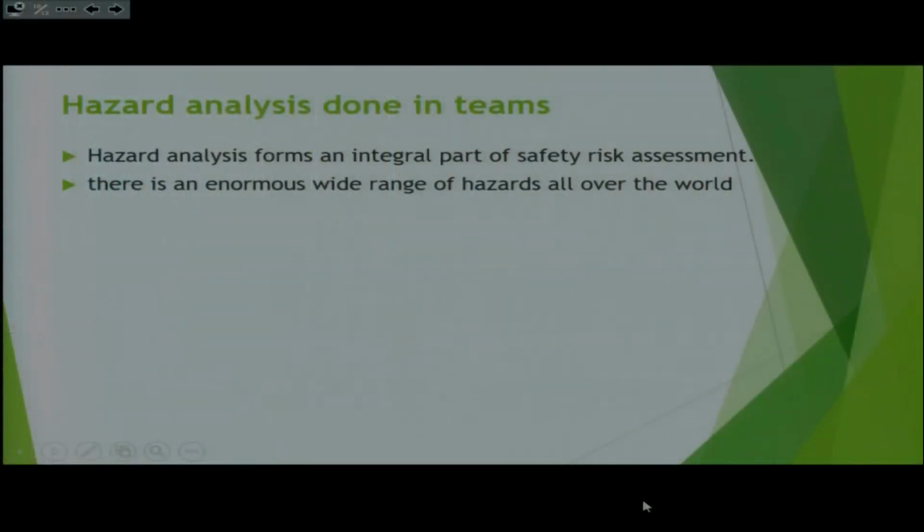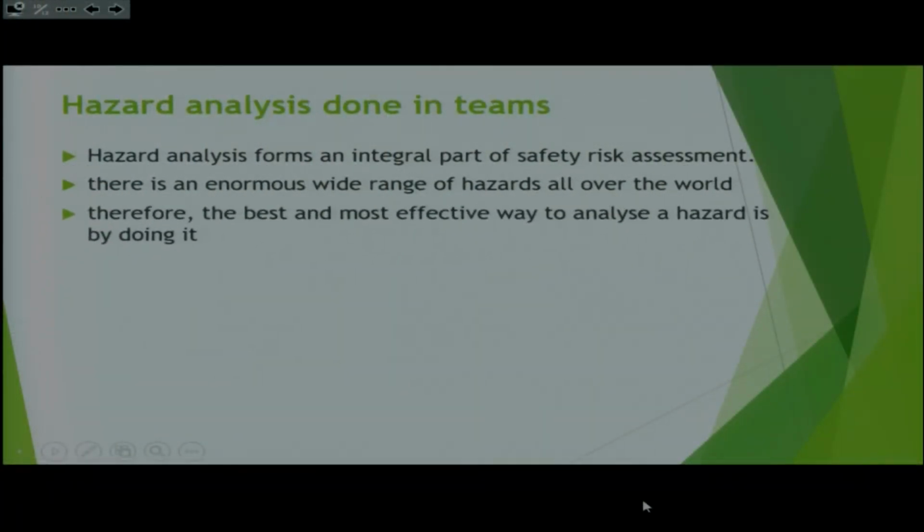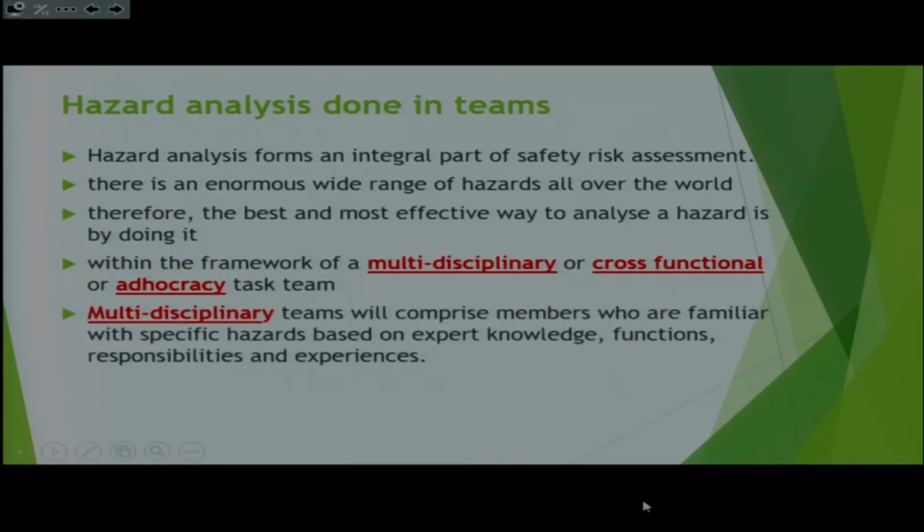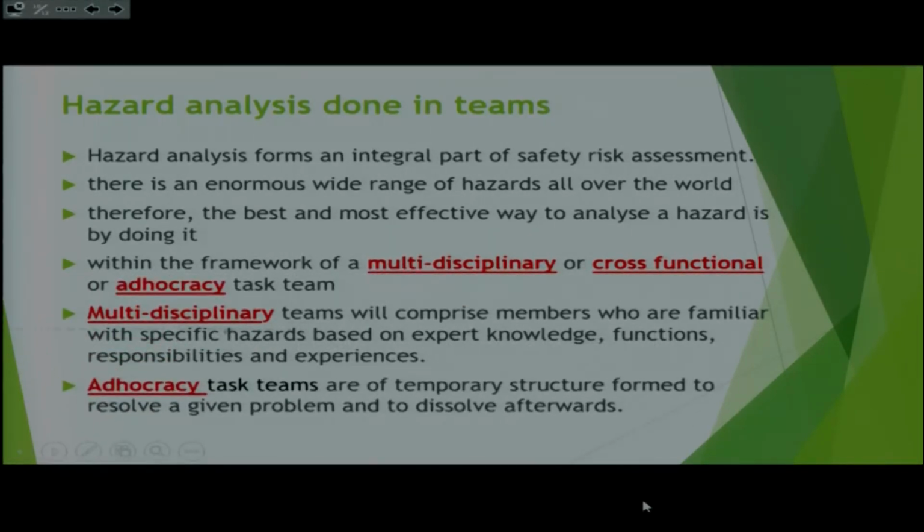Hazard analysis forms an integral part of a safety risk assessment. There is an enormous wide range of hazards all over the world, and therefore the best and the most effective way to analyze hazards is doing it within a framework of multidisciplinary or cross-functional or adhocracy task teams. Let's look at each of the teams separately.